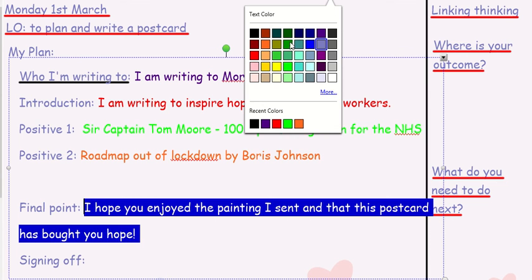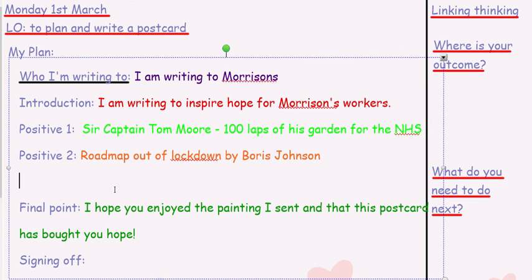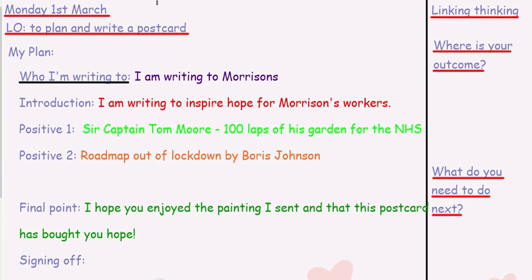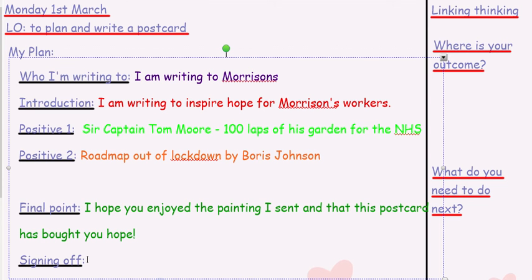Again, if you do want to receive, if you're writing to somebody like a friend or a relative, then you might want to reply. So long as you ask your grown-ups permission, I'm sure they wouldn't mind you receiving a postcard back. But for most of you, if you're writing to someone like Morrison's, like myself, then really it's not appropriate to get a reply unless your grown-up is happy for that to happen. Okay, so now let's talk about signing off.